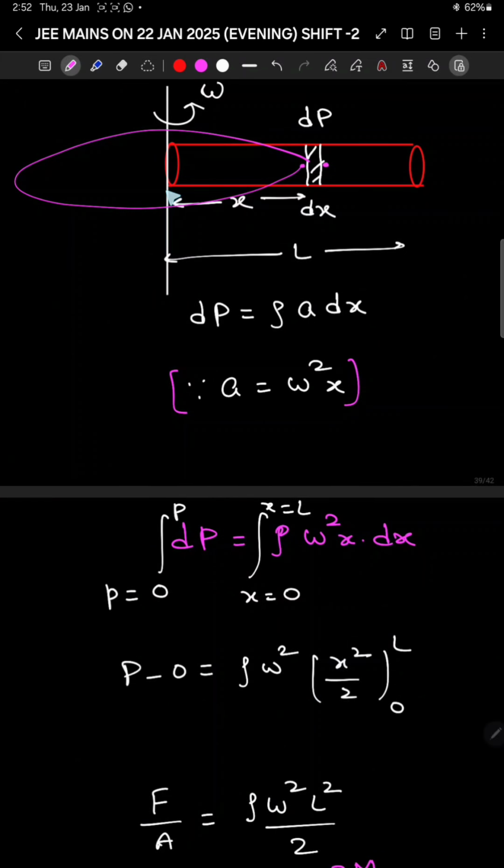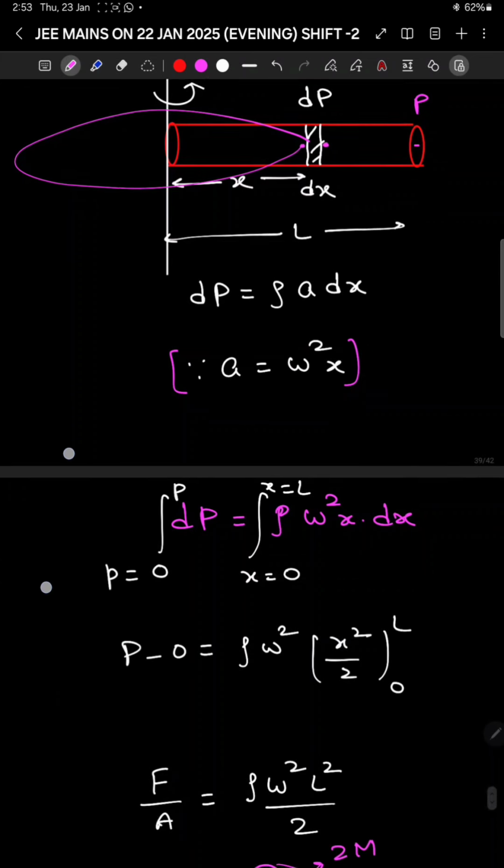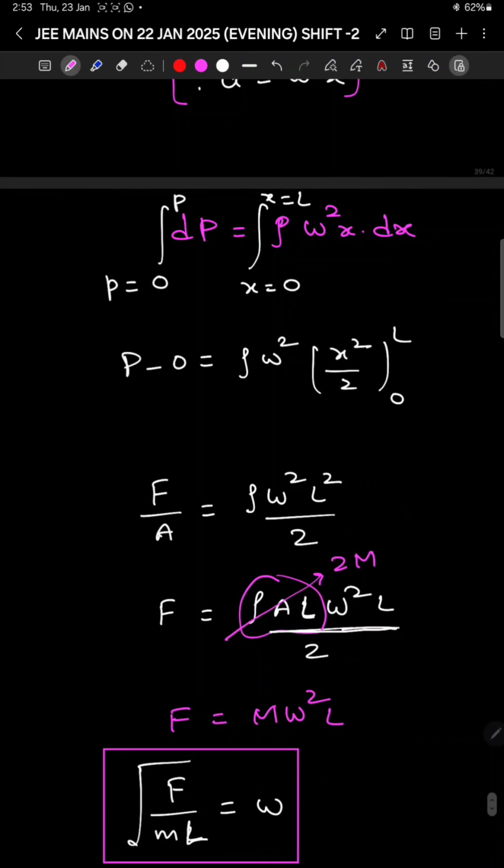Here x will be 0, pressure will be 0. Here x will be equal to L, pressure we have to find. So rho constant, omega square constant, x power 1 integration gives x square by 2. Apply limits. Pressure at this end is P. Here pressure formula is force by area. We can find the force value. Density into area into length, volume, is mass. Total mass of the liquid is given as 2m. Substitute here 2m. So we can find the omega value from this.